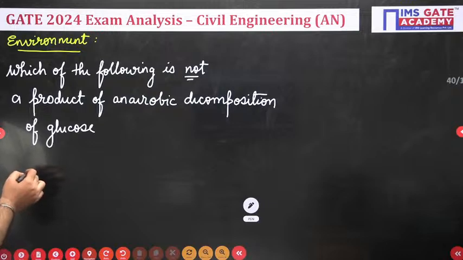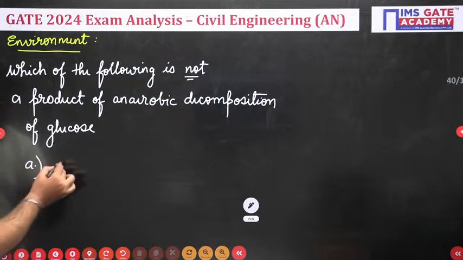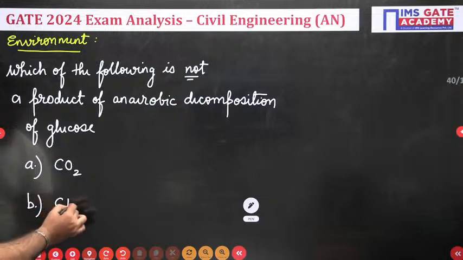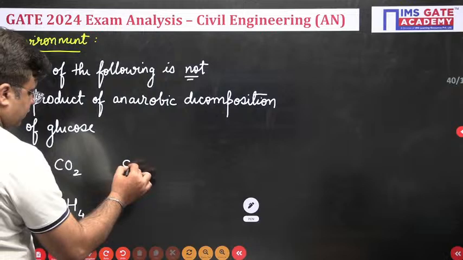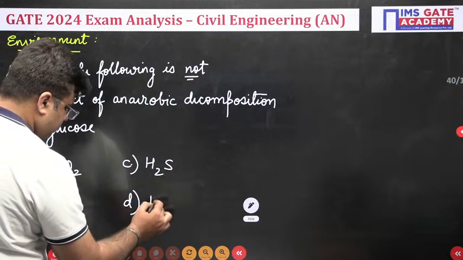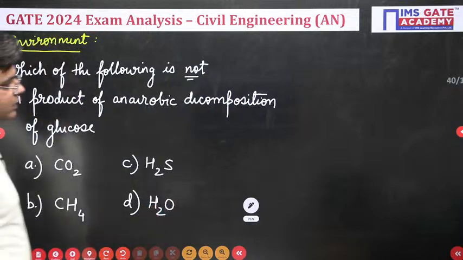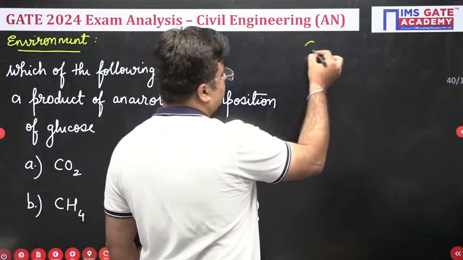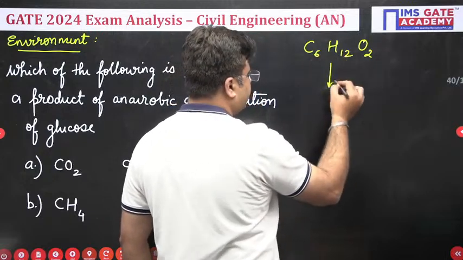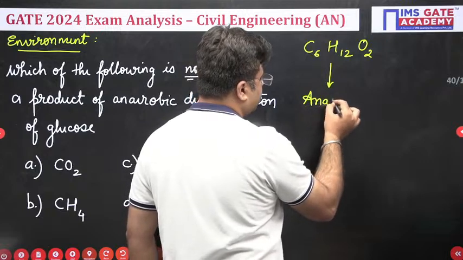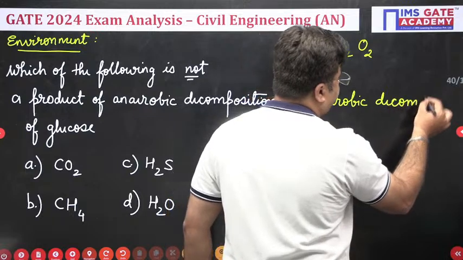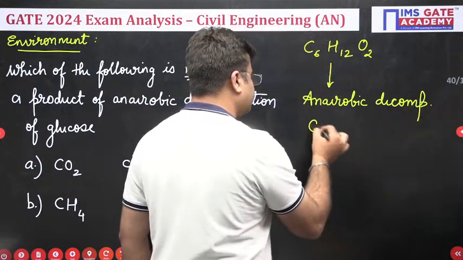So 4 options are given to you. First one is carbon dioxide, CO2. Second one is methane, CH4. Third one is H2S. And fourth one is water. Okay. So you can see here glucose is C6H12O6. When you anaerobically decompose it, it forms CO2 and CH4.